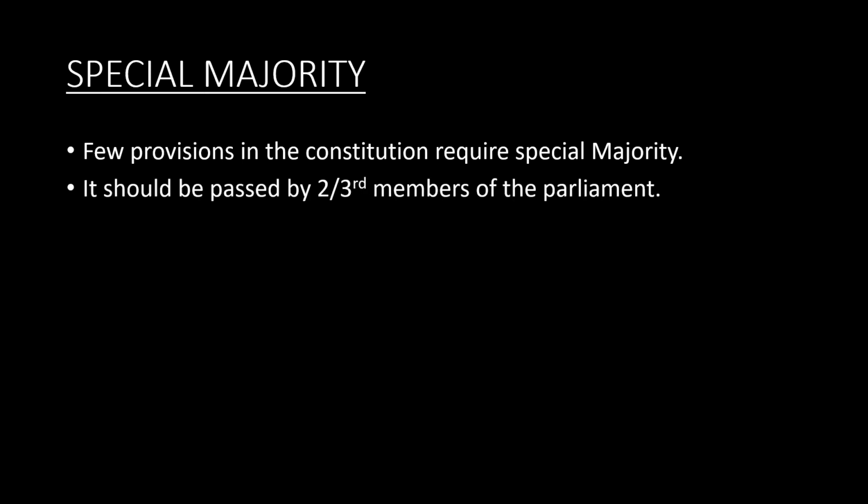Now students, let us understand the second procedure of amendment of the Constitution, that is amendment by special majority. In this case, a few provisions in the Constitution require special majority. Let us understand what we mean by that. It should be passed by 2/3 members of the Parliament. In case of special majority, it should be passed by 2/3 members of the Parliament. Let us understand in detail.